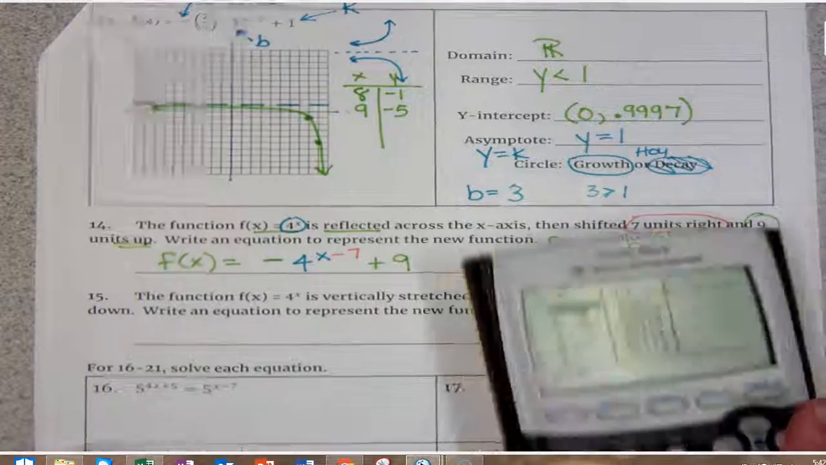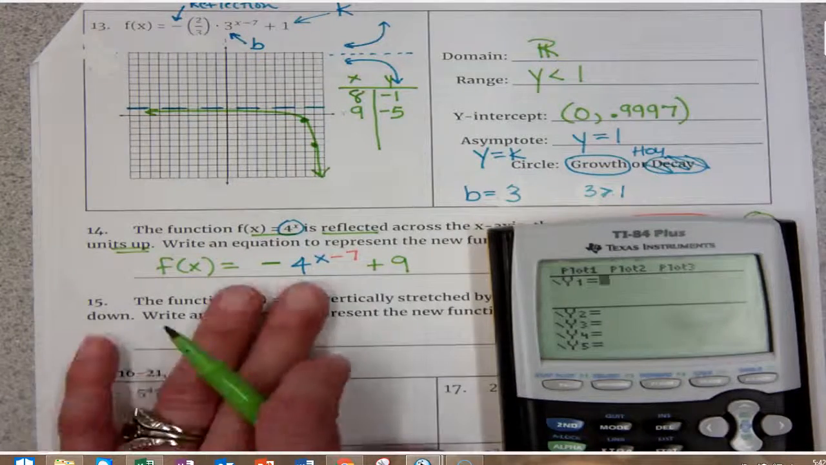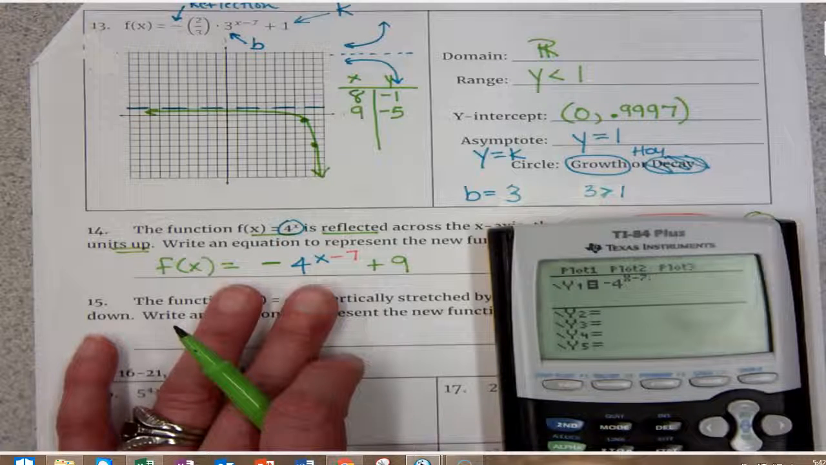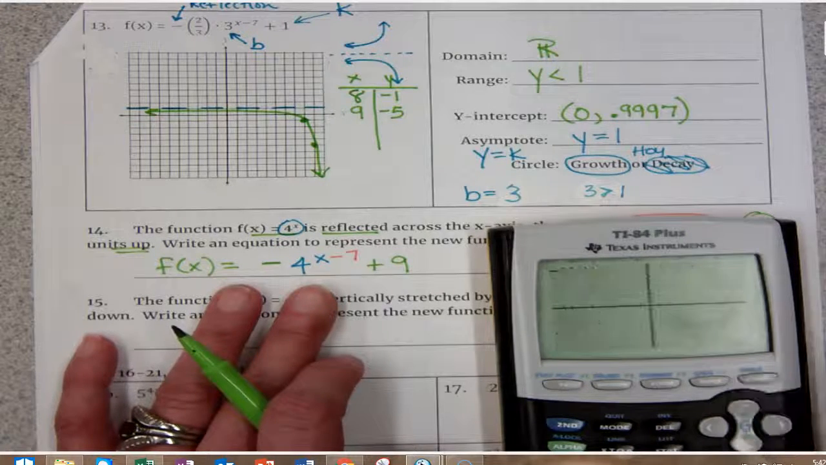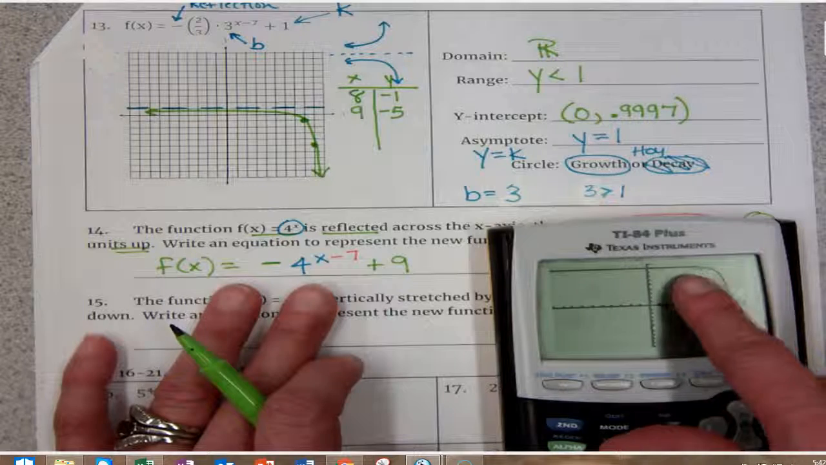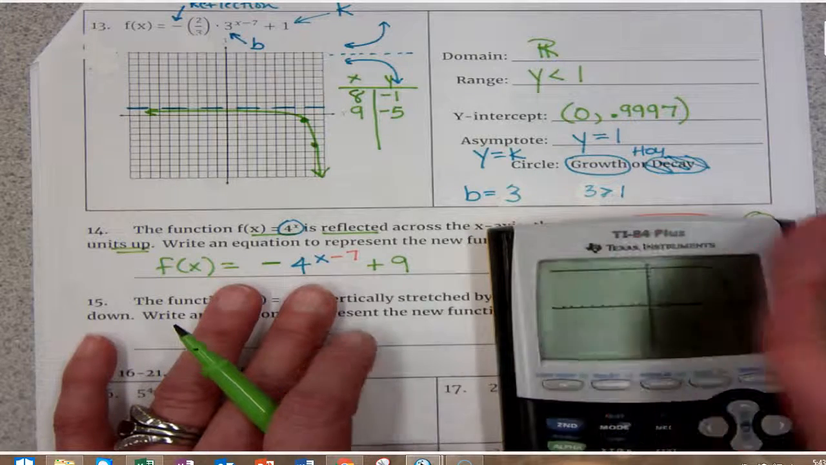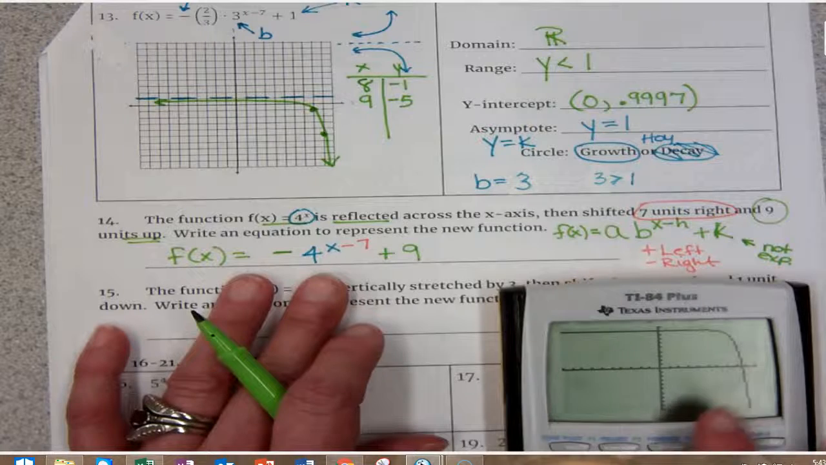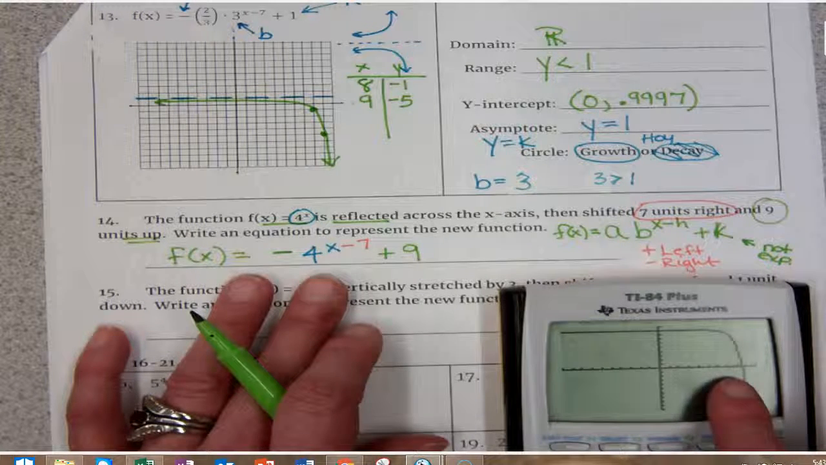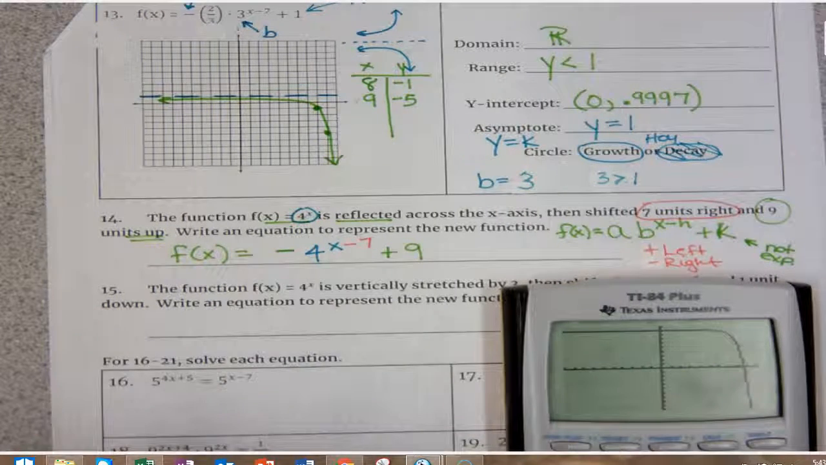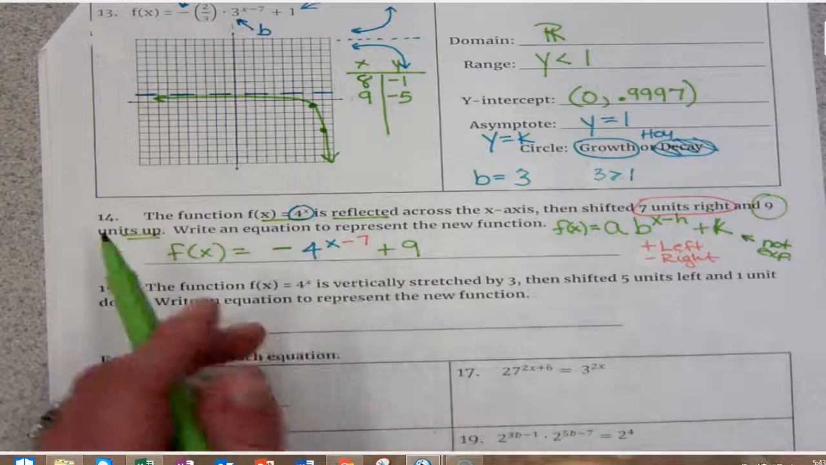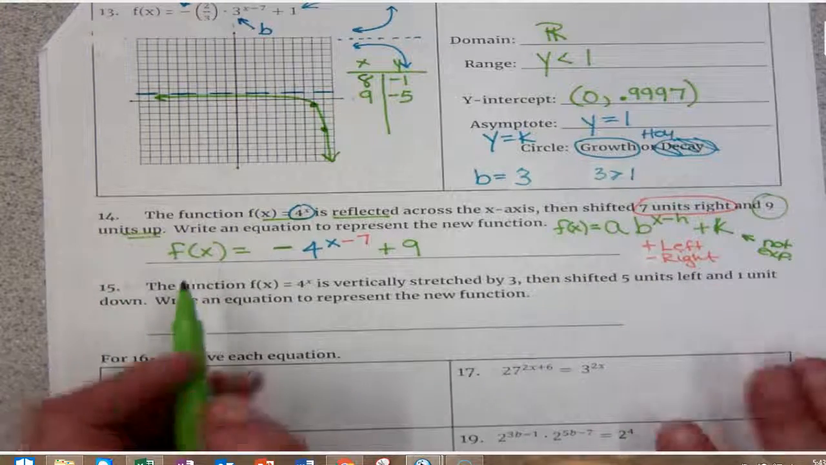Not an exponent. And I'm going to just go ahead and graph that just to make sure that I've got it correct. I'm going to double check and say, all right, -4 raised to the x minus 7 plus 9. Graph that. And I'm going to see. There is my asymptote at 9, and it's moved to the right 7. You can see the curve has moved to the right 7, and it's moved up 9. Boom. Okay, I hope you guys check your work when you're doing these, and it's reflected, and it is reflected. You see that?